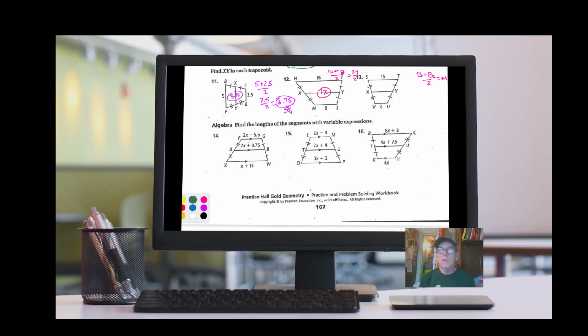And let's look at the next one here. 15 and 6 is 21. And 21 divided by 2 is 10 and a half, or 10.5.